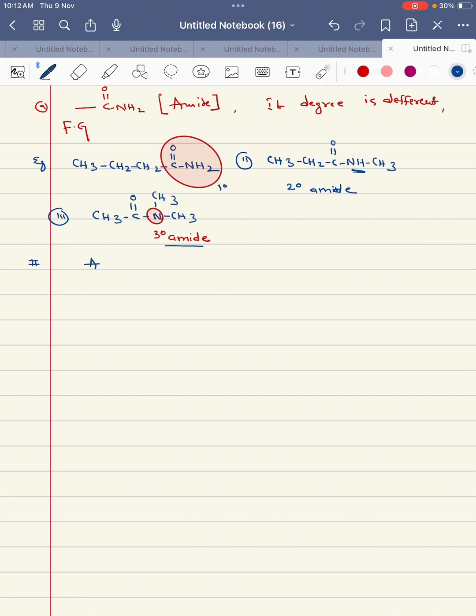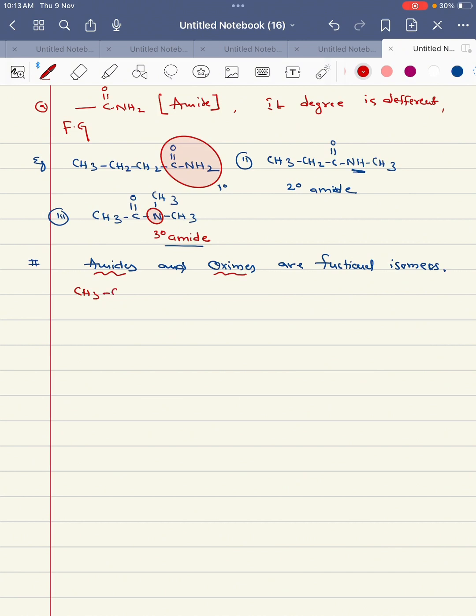Next, one more is there. Amides and oximes are functional isomers of each other. You know, we studied oximes in the carbonyl compounds: nucleophilic addition reaction followed by elimination of water, and you may get an oxime.